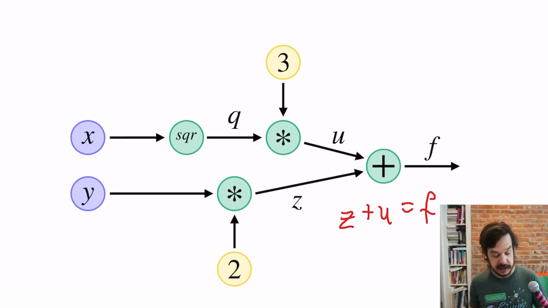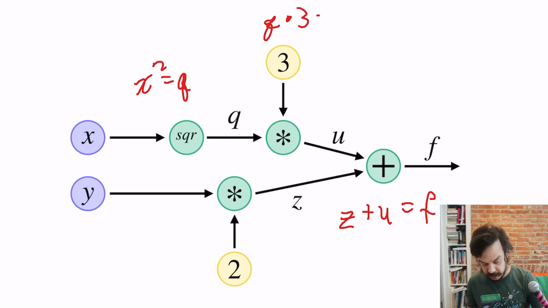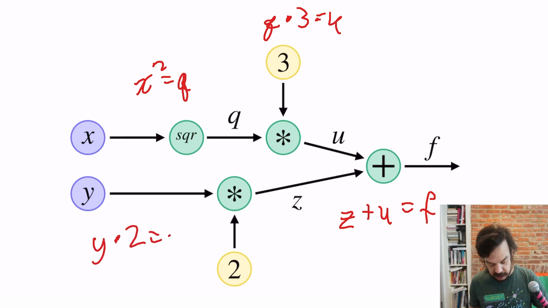So to write this out more explicitly and recap what this graph represents, this first x going into square corresponds to x squared equals q. Then we have q times 3 equals u. On the bottom, we have y times 2 equals z. And finally, we have z plus u equals f here.